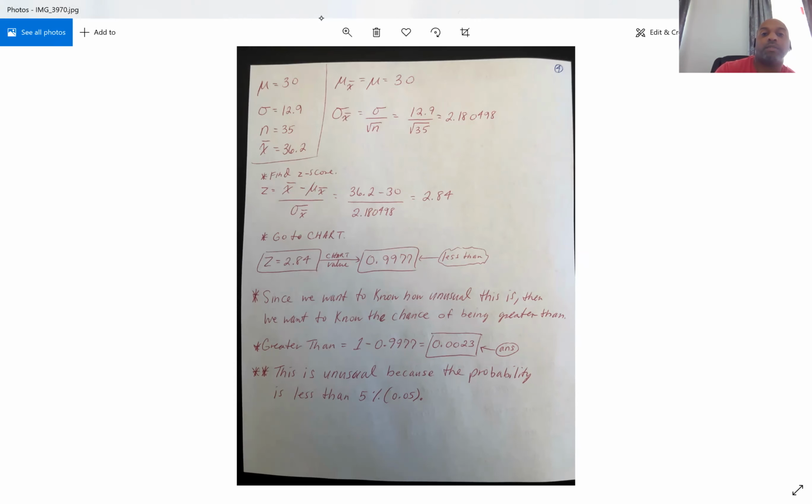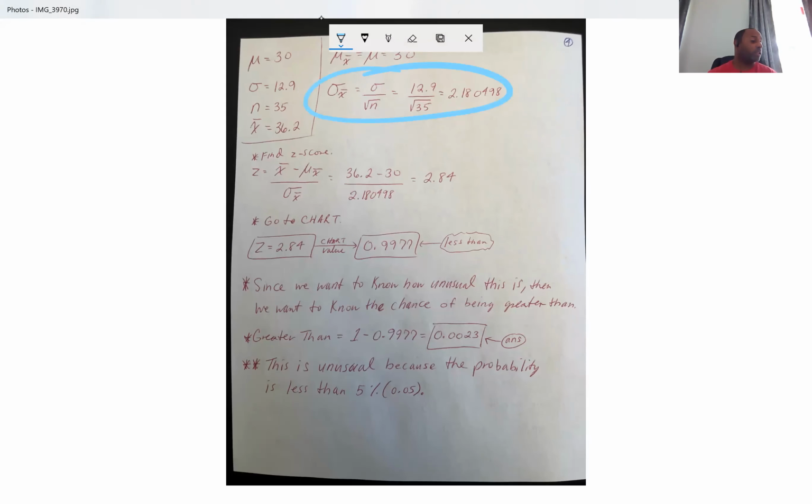Our first piece of calculation comes into play when we calculate the standard deviation of our sample distribution. So we take our 12.9 divided by the square root of 35. That's what we have. And of course, if MyMathLab asks you for it, they'll let you know how many decimal places you need to round to. Then here, convert our 36.2 to a z-score, which gives us 2.84. Once again, once you have the z-score, you go to the chart. So 2.84 will yield 0.9977. And always remember that represents less than.